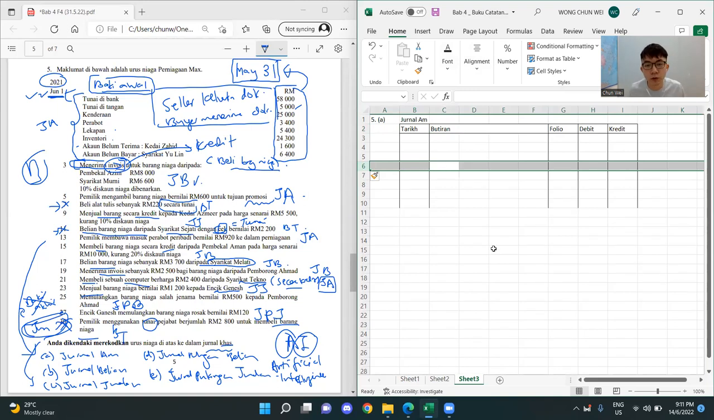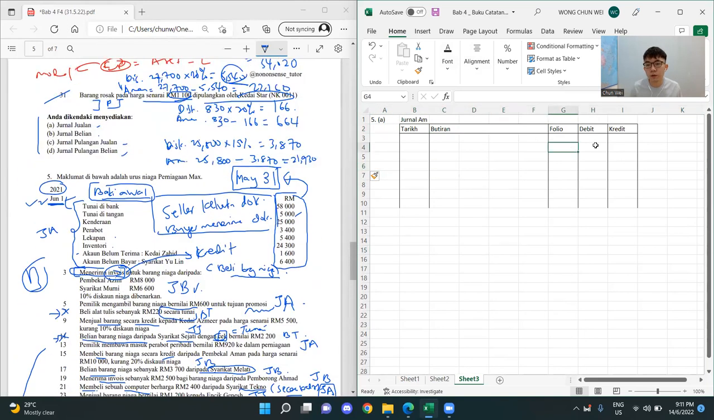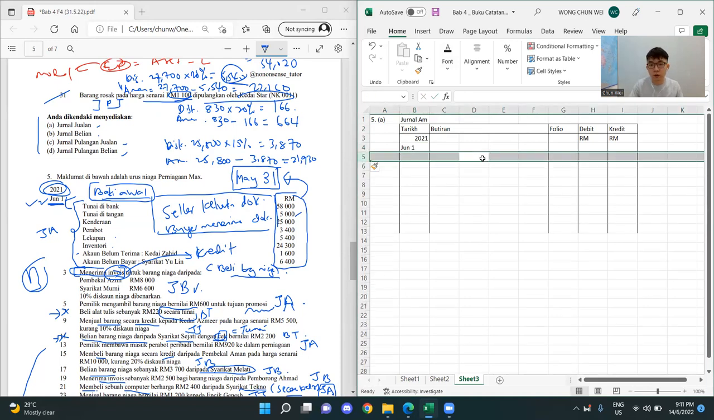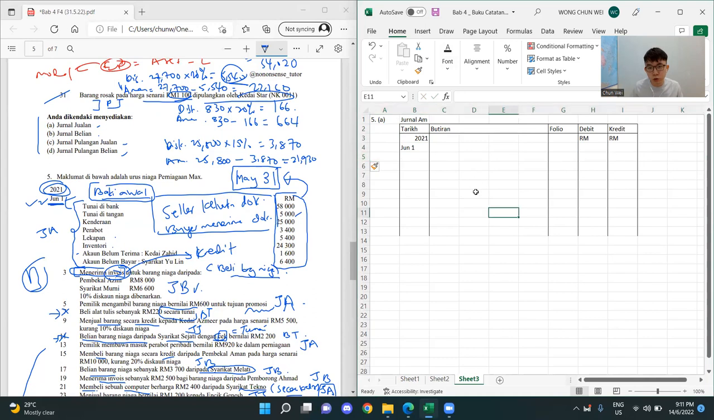Okay, so first thing, when you have the journal am, like this one, then here the debit credit, RM, and then here the tarikh will be first with the same row as your RM, this will be your year. This year, what? 2021 is given here. Okay, so if it's 2022, then you put 2022. So first thing first, record all your baki awal into your journal. So this is June 1. Okay. So whatever you see here, you throw it here.